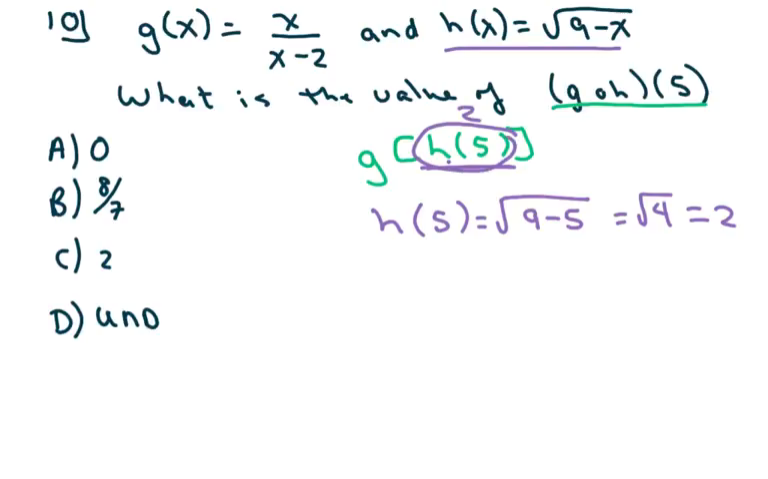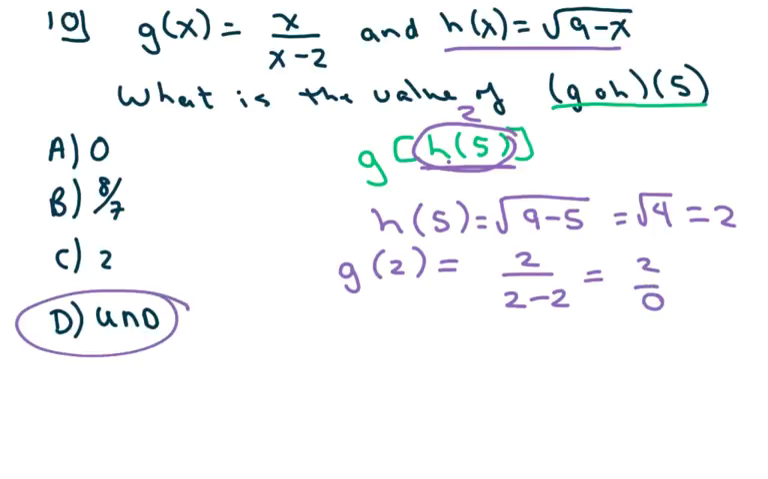So now I want to know what g of 2 is. And you plug in that, and you get 2 over 2 minus 2, which equals 2 over 0, which is undefined. So g of h of 5 is undefined.